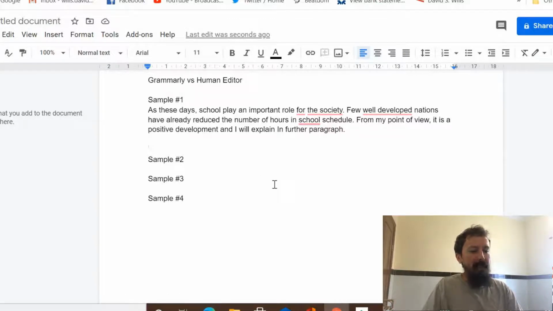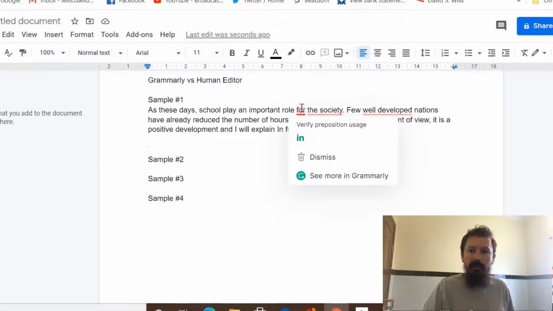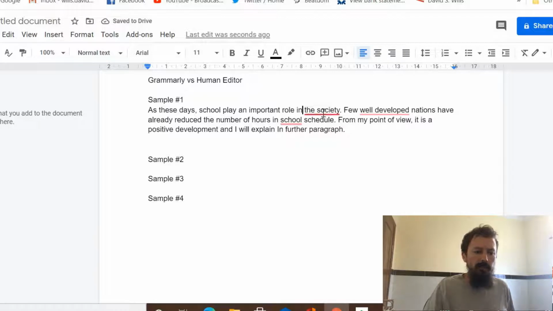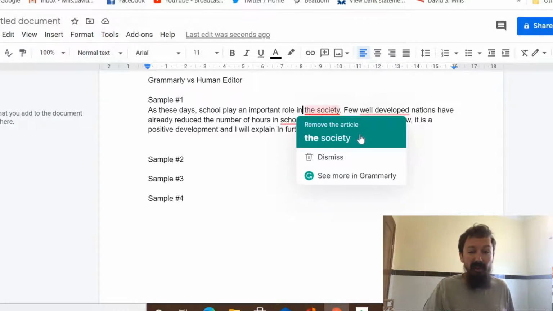It's a paragraph, and we can see there are some underlined parts in red. And we can see from this little Grammarly pop-up when you hover over the word that it usually tells you the problem and how to fix it. So here it says, school play an important role in the society. So this is telling us that we've used the wrong preposition, and this is actually correct. Yeah, it should be in. If we click on this, that will change it. Also, we've got here, remove the article, the society. Yeah, indeed. So we should change this by removing the article.